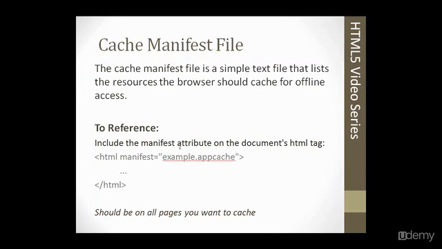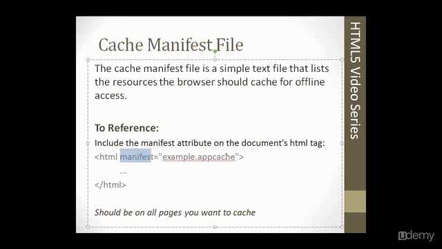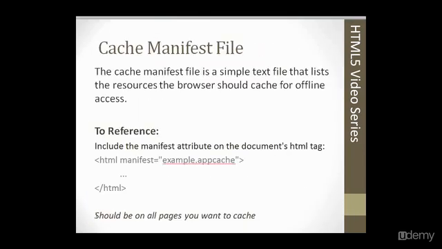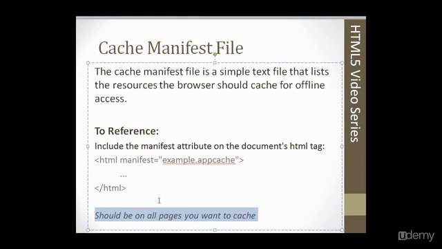And this is how you would call it. You'd have to give it as an attribute to the HTML tag, manifest, and then just point to the manifest file. You could do it like this, relative, or you could do an absolute path with HTTP and then your website. And that should be on all the pages you want to cache.